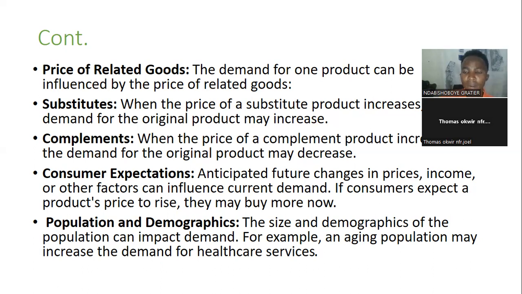If you expect the future prices to change, then the income or other factors can influence current demand. If a consumer expects a product's price to rise, they may buy more now. For example, we know that the price of clothes or shoes will automatically increase in December due to the demand in the Christmas season. So a rational consumer will have to buy clothes more in this time before their prices increase. Are we together?